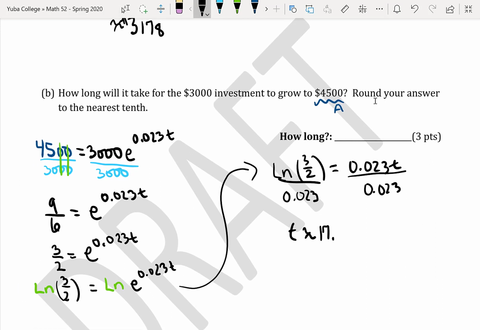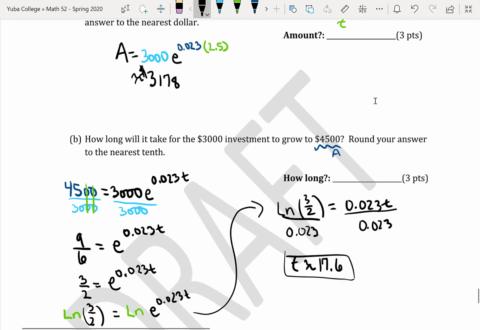What would happen if I plugged in, instead of 2.5 up into this equation, that's 17.6. If I do that, I get back $4,497, which is basically 4,500. We did estimate it with decimals.